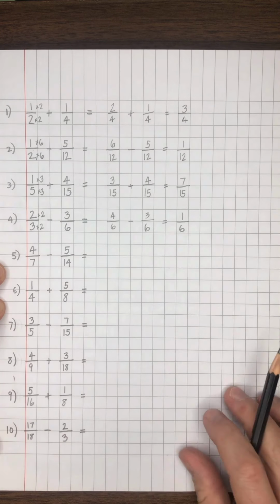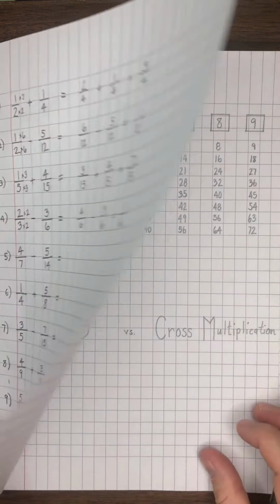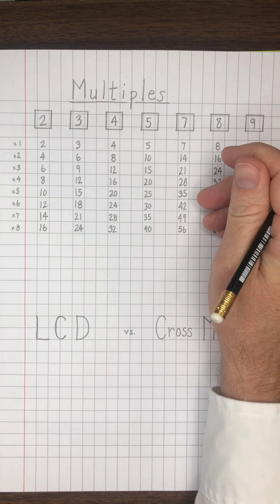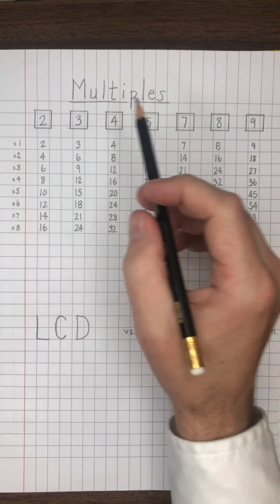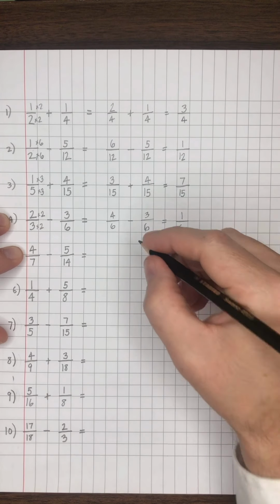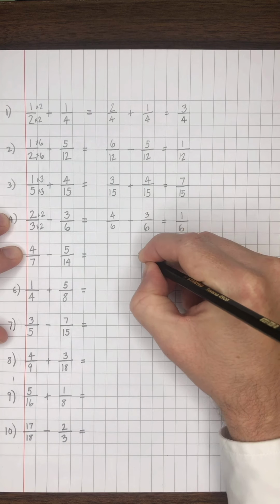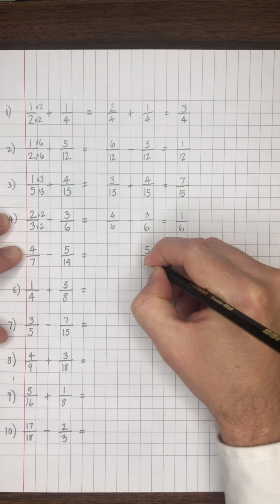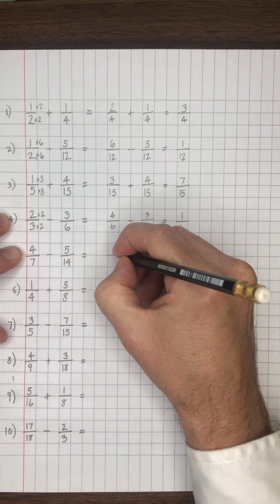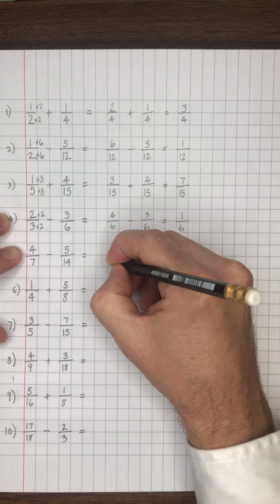Question 5. 4/7 minus 5/14. We know that 14 is a multiple of 7. You must multiply by 2 to get it. So this fraction can stay the same. We do not need an equivalent fraction. We do need an equivalent fraction for this one. We want the denominator to be 14.